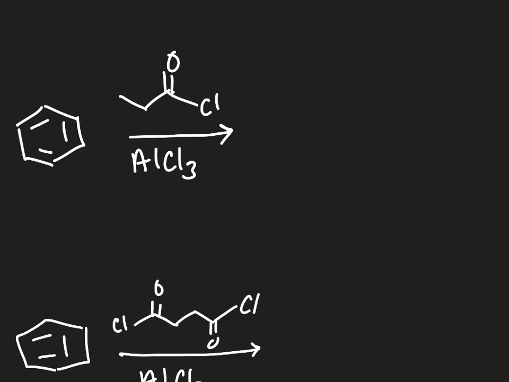Second example here, again, we will get rid of the halogen. Form our carbocation, and that's where we will attach to the ring. And in this example, we just have a kind of a linear ketone here. So there's your product for the second example.